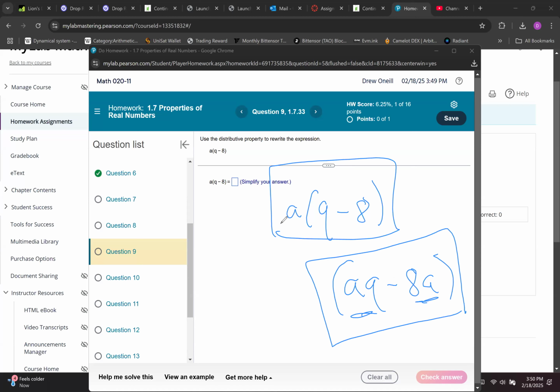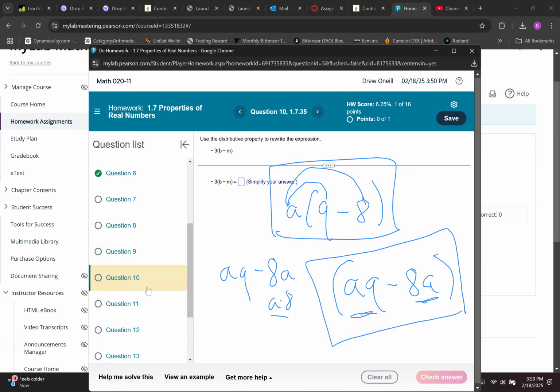So distribution is sort of reverse factoring. What we do is we say this A gets multiplied by the Q, and this A gets multiplied by the negative 8, and we would get AQ minus A8, but it's a little easier to write 8A. If we had A8, using the commutative property, we could flip it. I think that's all I want to go over in this video. Negatives are tricky, but I'll leave that for a different video.